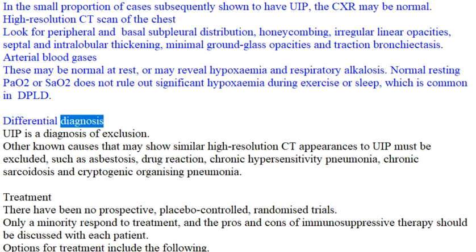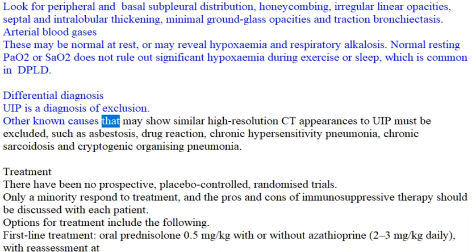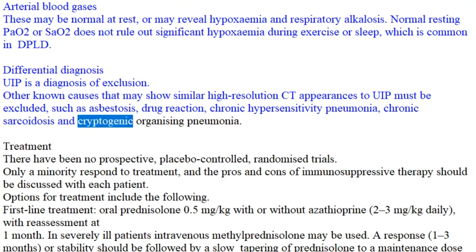Differential diagnosis. UIP is a diagnosis of exclusion. Other known causes that may show similar high-resolution CT appearances to UIP must be excluded, such as asbestosis, drug reaction, chronic hypersensitivity pneumonia, chronic sarcoidosis, and cryptogenic organizing pneumonia.